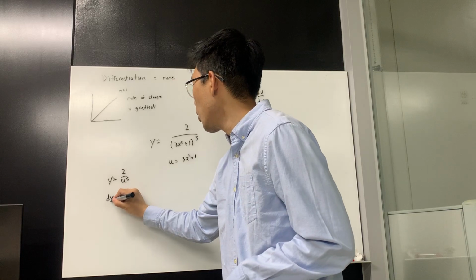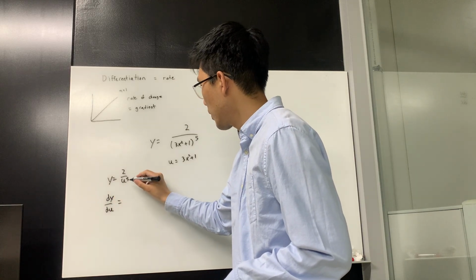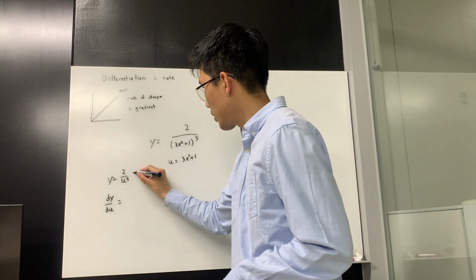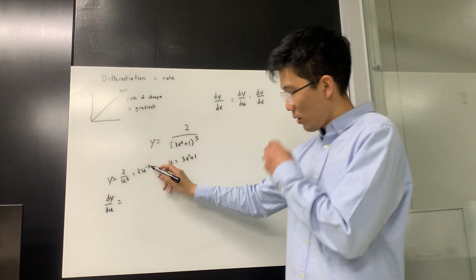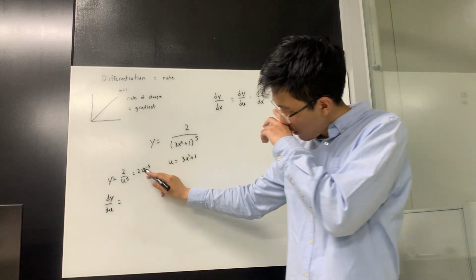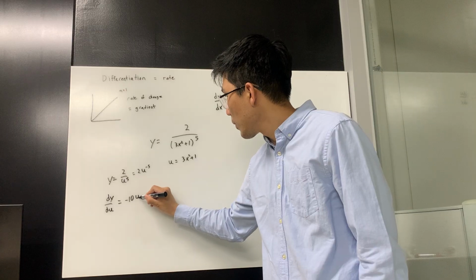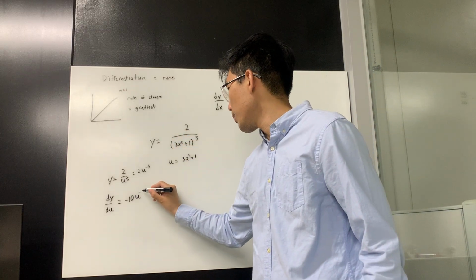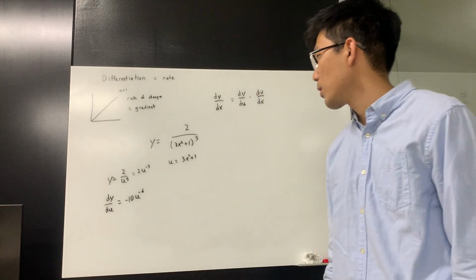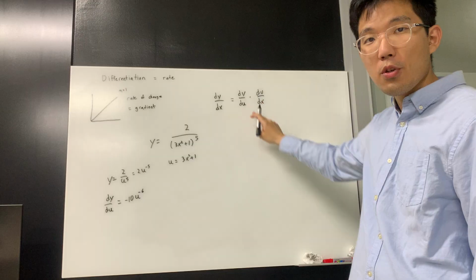So dy over du is equal to, technically, 2 times u to the negative 5. So the power of negative 5 comes down. What's 2 times negative 5? Negative 10. U to the power of negative 5, it drops 1, now it becomes negative 6. Okay, so this is dy over du, our first part of the chain rule.